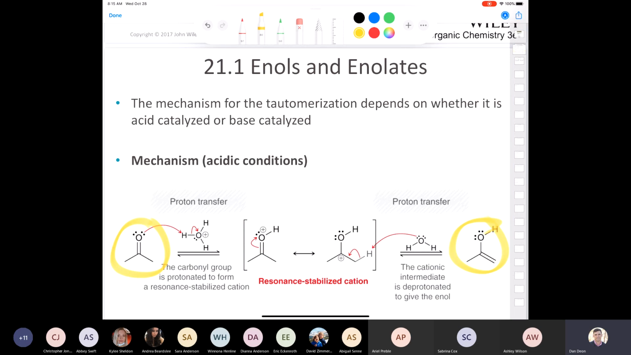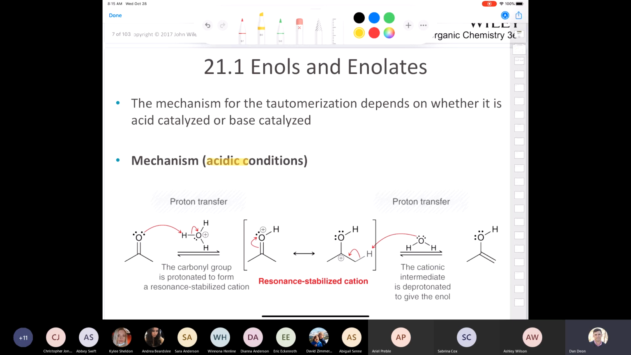How do they differ? They differ in the connectivity of the atoms. And in a tautomer specifically, they differ in the placement of a pi bond and a hydrogen. Now, what is the mechanism for that tautomerization? Well, it depends on whether it's acid catalyzed or whether it's base catalyzed.